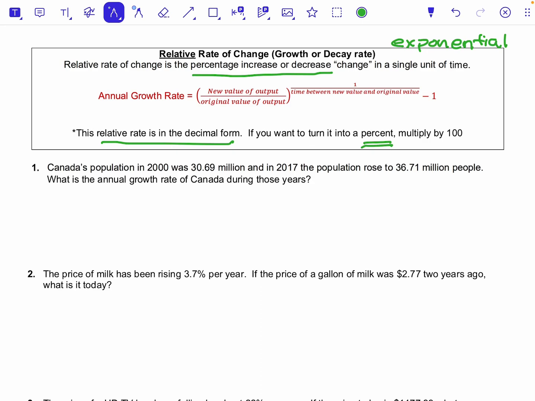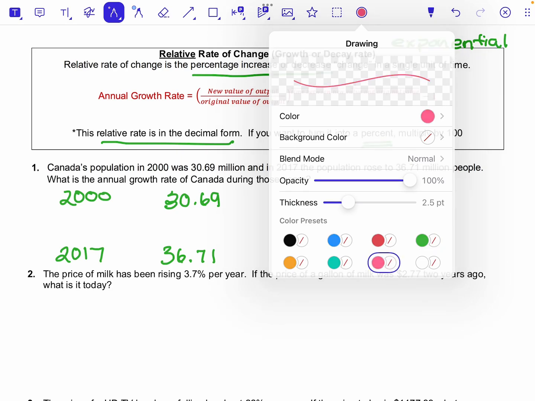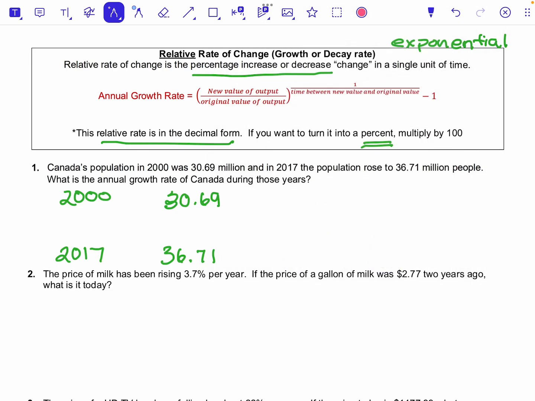So we have Canada's population in the year 2000. So we're going to just write year 2000. And that population was 30.69 million. And then in 2017, the population had risen to 36.71 million people. Now, if I'm thinking about this in the context of this problem, we have 17 years that went by.